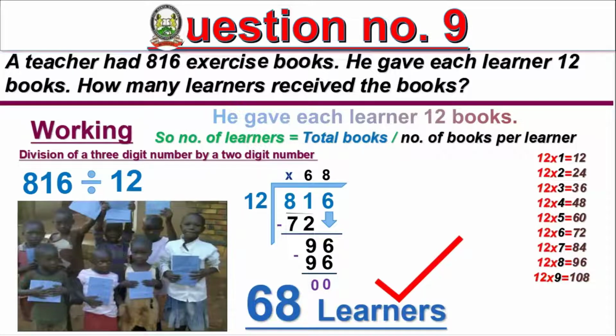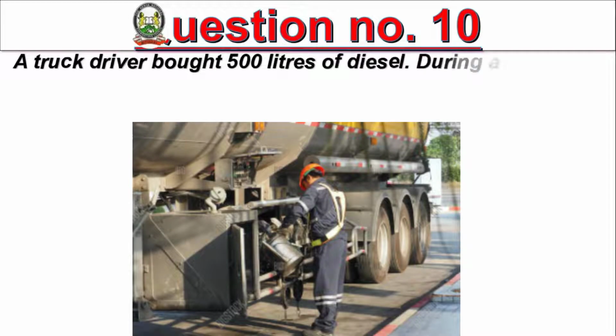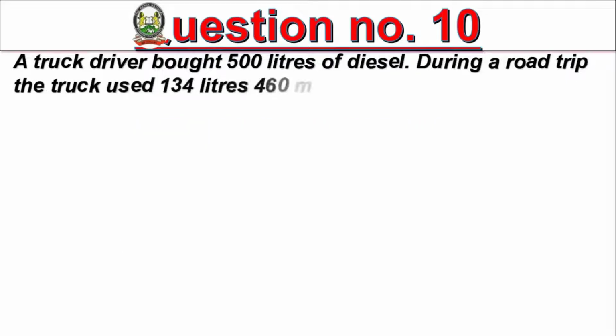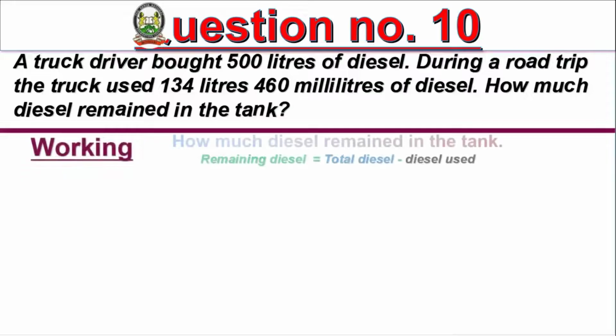All right. Question number 10. Let us move to question number 10. Question number 10 says, a truck driver bought 500 liters of diesel. During a road trip, the truck used 134 liters, 460 milliliters of diesel. How much diesel remained in the tank? Okay. So, working. The remaining diesel is the total diesel minus the diesel used.